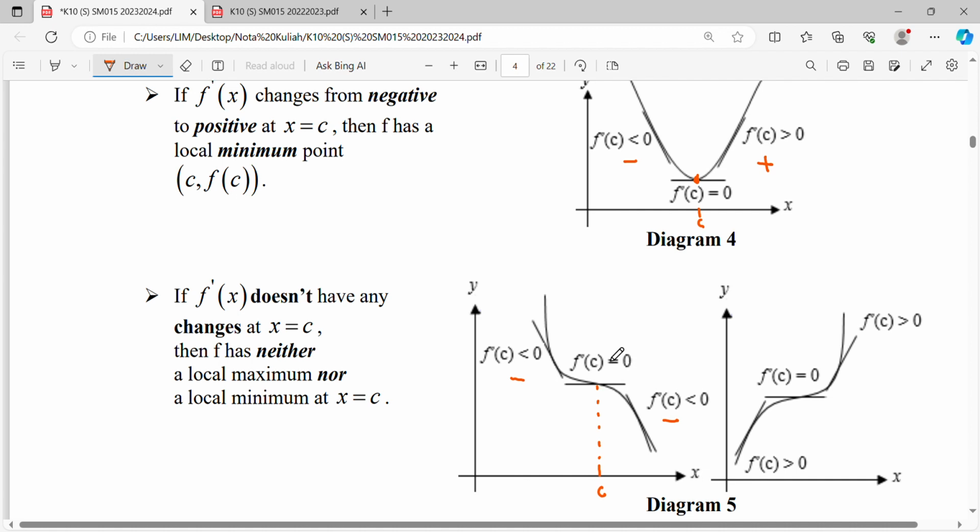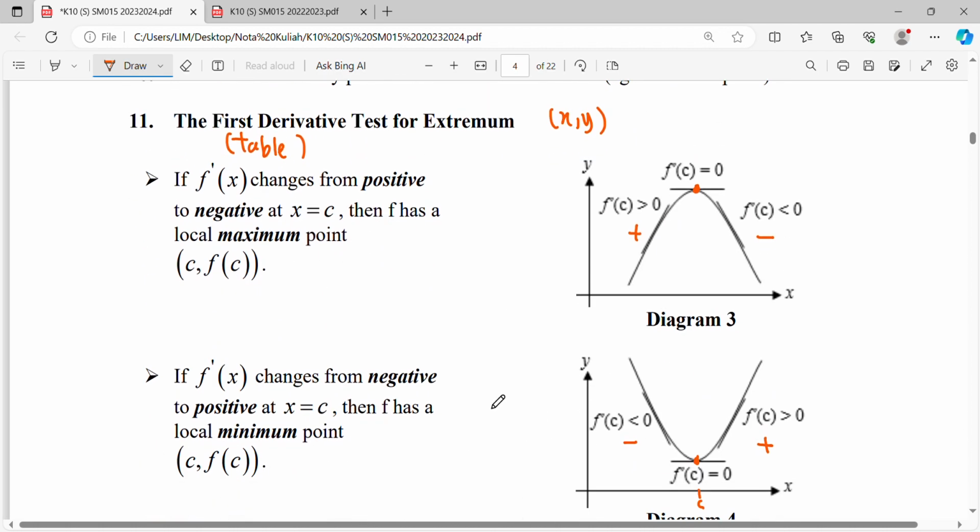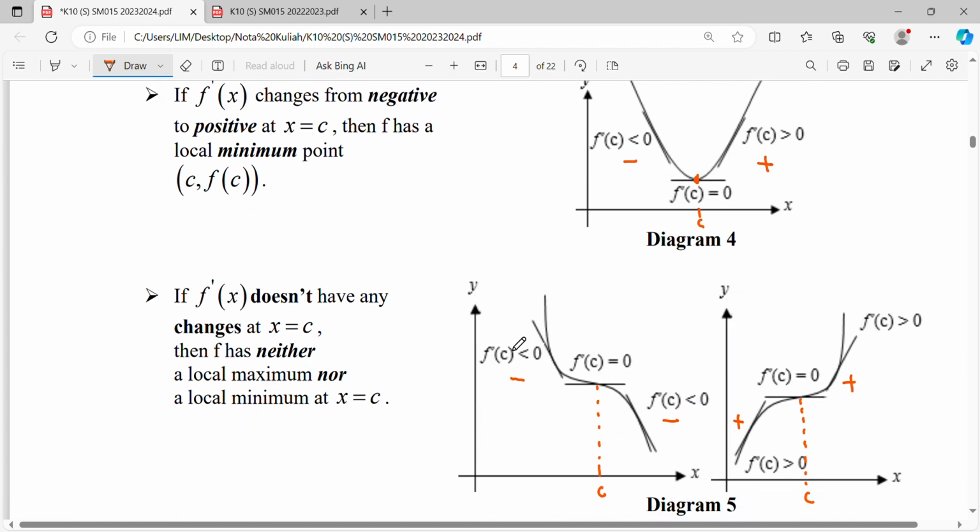To confirm whether it is an inflection point, we can do our concavity test. Going back to the first derivative test, which is the gradient of the tangent, we look at the gradient of the tangent. If the gradient before the critical point is positive and after the critical point also positive, this kind of situation gives us an inflection point. So with the first derivative, we can justify whether our point is a maximum or minimum, or an inflection point.